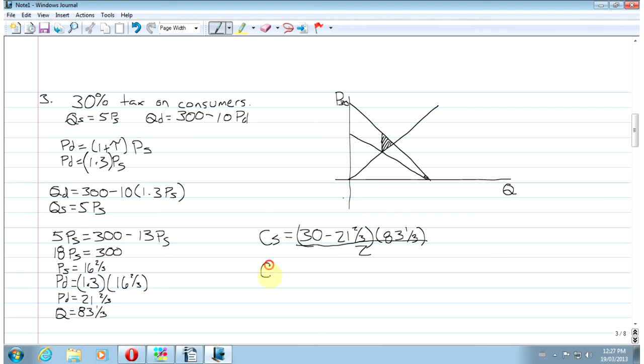Okay, so my consumer surplus works out to be 361.1. My producer surplus is 16 and 2/3, right? The price they get minus 0 times the quantity, still 83 and a third, divided by 2. So I'll just work that out.